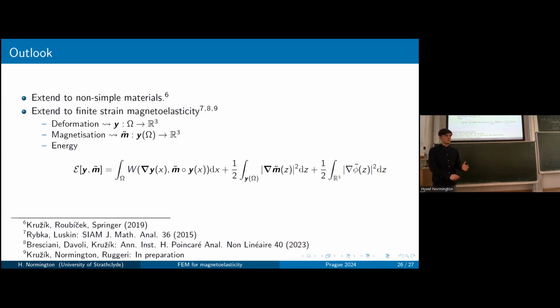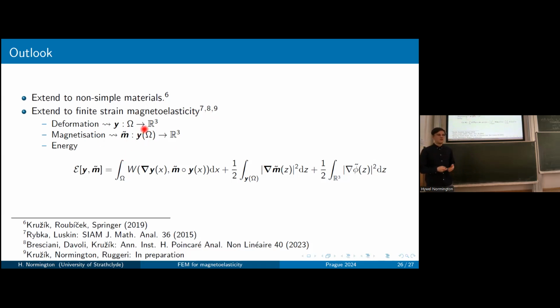Now, in future, what do we want to do? Well, there's a reason why I'm here in Prague, to try and talk to Martin about most of these ideas. We've got, first of all, an extension to non-simple materials, which are materials that can depend on the gradient of the deformation gradients. Then you also have finite strain magnetoelastics. This is more difficult because your reference frame changes, and the magnetization then becomes dependent upon where the material has moved to, because the magnetization doesn't care where it started, it needs to know where it is at the end.